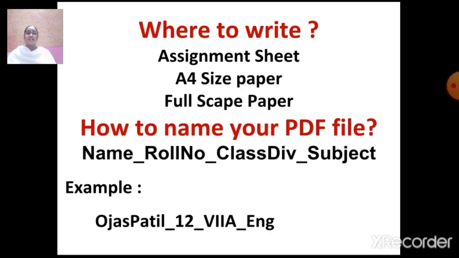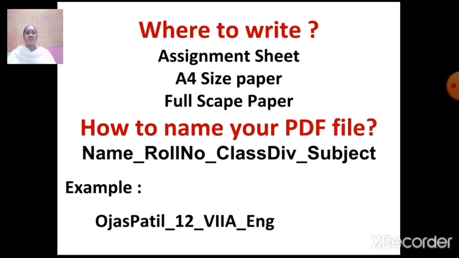Now students, this is for everyone. Where to write your assignment? You can write on an assignment sheet or A4 size paper or on a foolscap paper. Now, after writing, you need to convert your assignment into a PDF file with the help of a scanner, and then you will name your PDF file as name underscore roll number underscore class division underscore subject underscore.